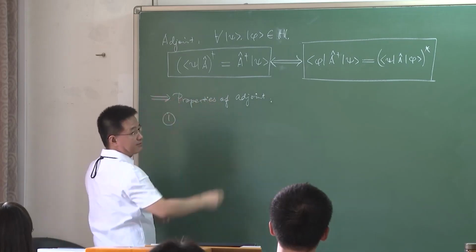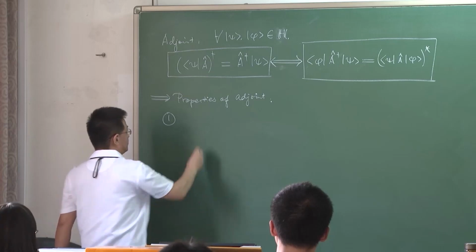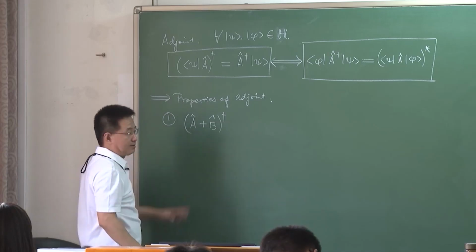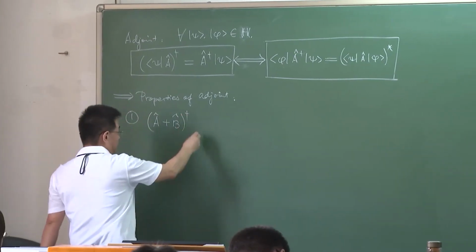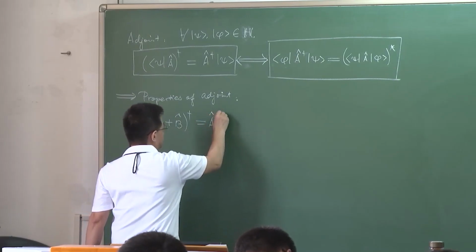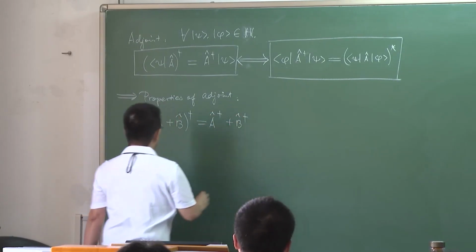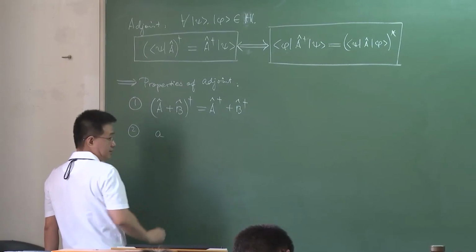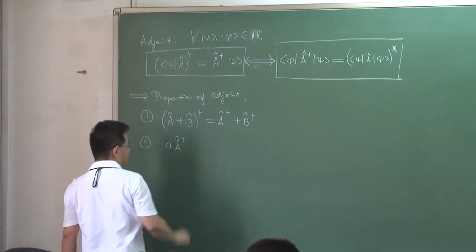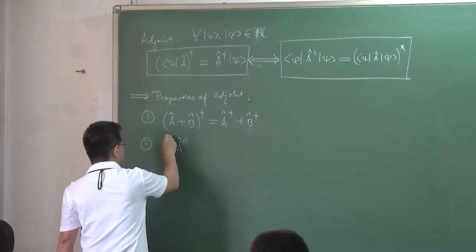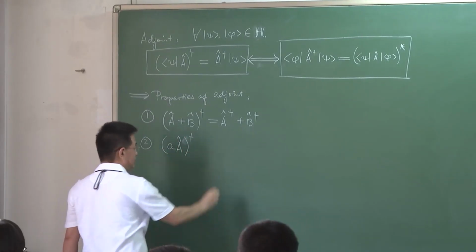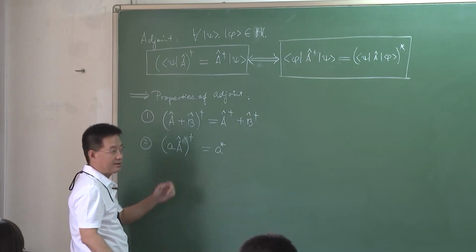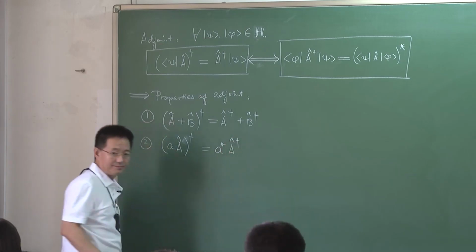Using this definition, you can prove all of the properties here. You have A plus B together, the addition of A and B, and then you do the adjoint operation, and you can find that it's equal to A dagger plus B dagger. And also, if you have some number, a C number a, and this operator A, and you take the adjoint of them together, you get a star A dagger. Here a star means the complex conjugate of this number.